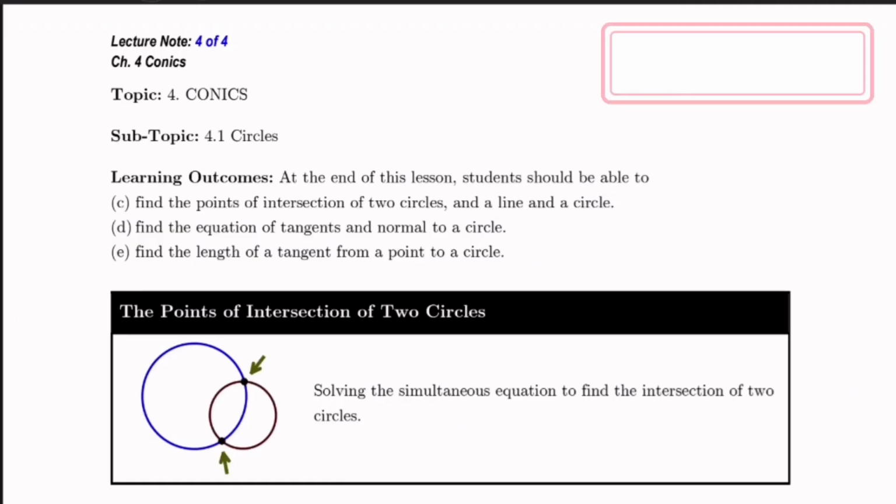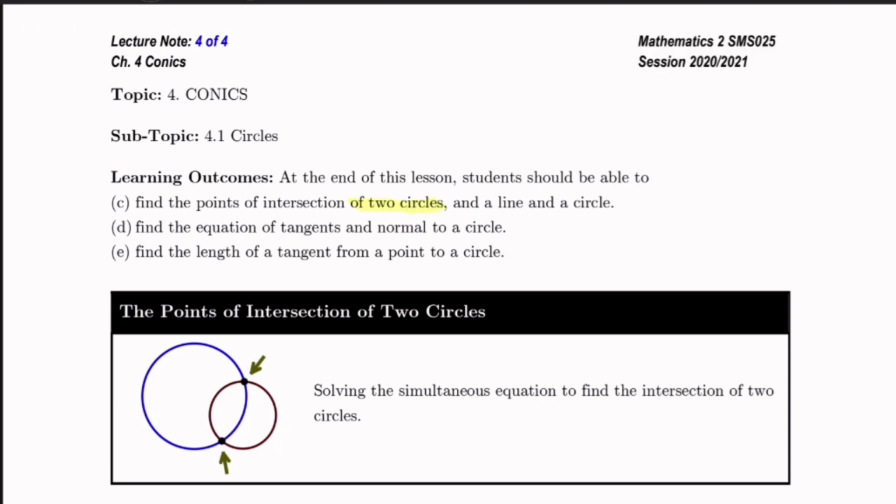Video, we are going to go further about circles. Let's take a look at the learning outcomes. At the end of this lesson, students should be able to find the point of intersection between two circles, and also find the intersection point between a line and a circle. Second outcome, find the equation of tangent and normal to a circle. And the last one, we are going to find the length of a tangent from a point to a circle.